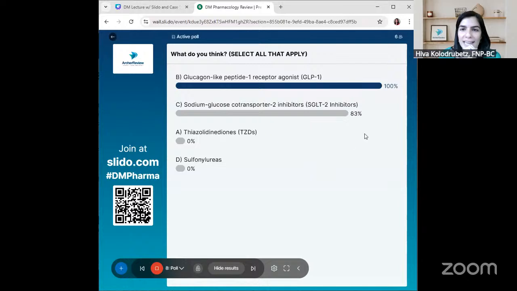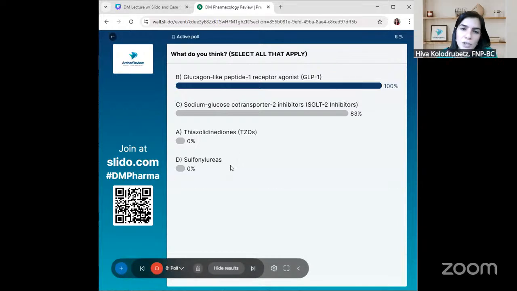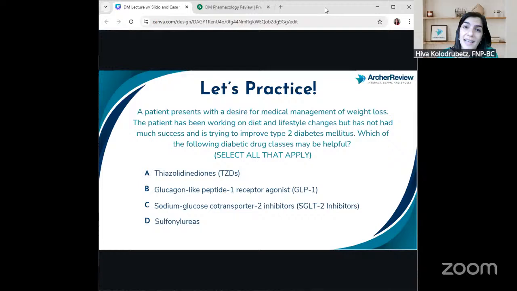And a lot of you, 83%, are saying SGLT2s. You guys are listening. I love it. It's sticking in your brain. Yes, SGLT2s are going to be helping with weight loss, initially water weight, but over time, research is showing that it really does help with weight loss. And then how could you eliminate the other ones? Remember, TZD, sulfonylureas, is going to be more weight gain as the side effect. Awesome job, you guys. All right, moving on.